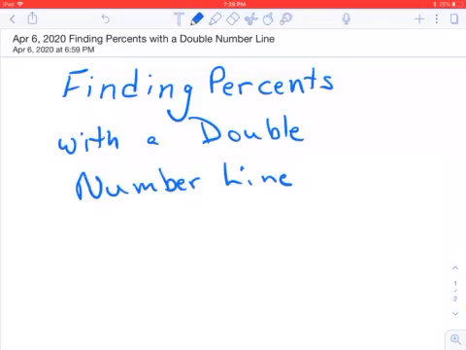Okay, take out a piece of paper, title it Finding Percents with a Double Number Line. Pause this recording if you need more time. We're just going to move on quickly. You pause the recording at any time you need time. I want you to write all this down. You'll take a picture at the end and submit it on Google Classroom to me for your assignment. We're just going to work along together today. All right, here we go.